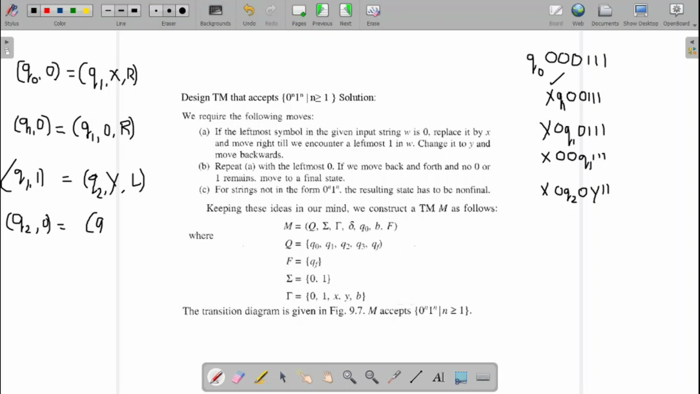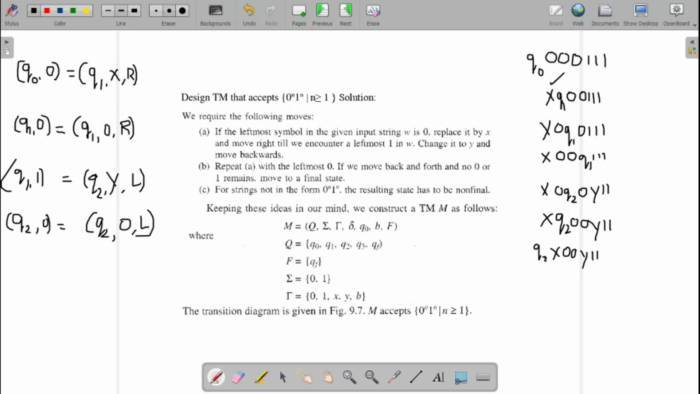So how to come back? Q2 as it is, 0 as it is, and I need to have the left move over there. That is x, Q2, 0, 0, y, 1, 1. Again Q2 on 0, repeat the same step. That is what happens now. X, Q2, 0, 0, Y, 1, 1.